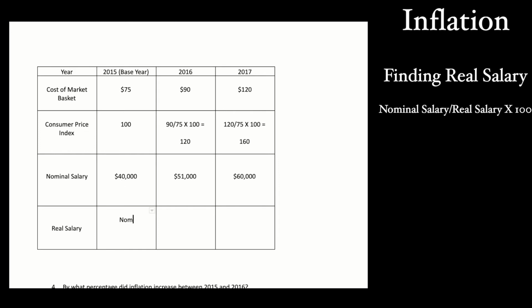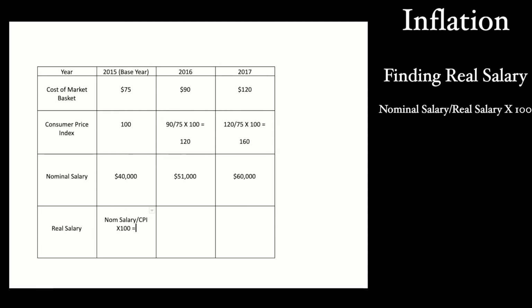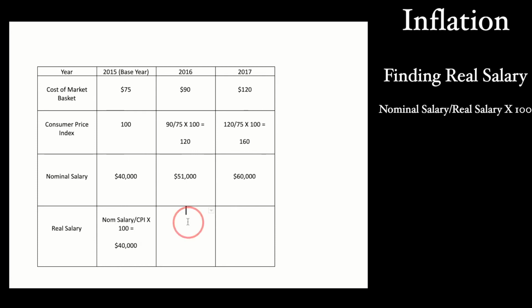To do that, we take our nominal salary, divide it by our CPI, and then multiply by 100, and that's going to give us our real salary. For this first one, it's pretty easy. It's the base year, and so 40,000 divided by CPI of 100 times 100 is going to be 40,000. Which makes sense. That's the year whose prices we're comparing all the other years to. So making $40,000 in 2015 is like making $40,000 in 2015. Let's look at the next year, 2016.